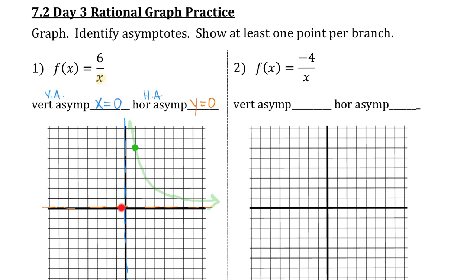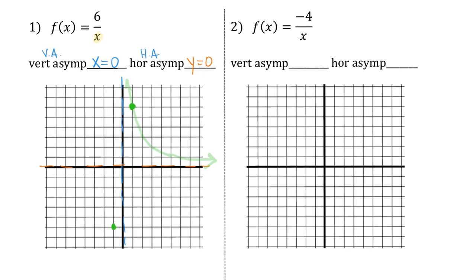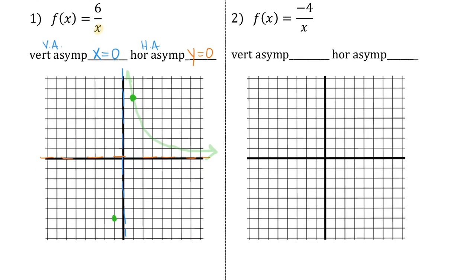Now I need to plug in a number to the left of the vertical asymptote. The vertical asymptote is x equals 0, so I'm going to plug in -1. 6 divided by -1 is -6. Again, that's not very much information, but because of the asymptotes, I know this graph must go towards the vertical asymptote, and as it goes up, it's not going to go up forever. It's going to approach the horizontal asymptote eventually. So it should look something like that.